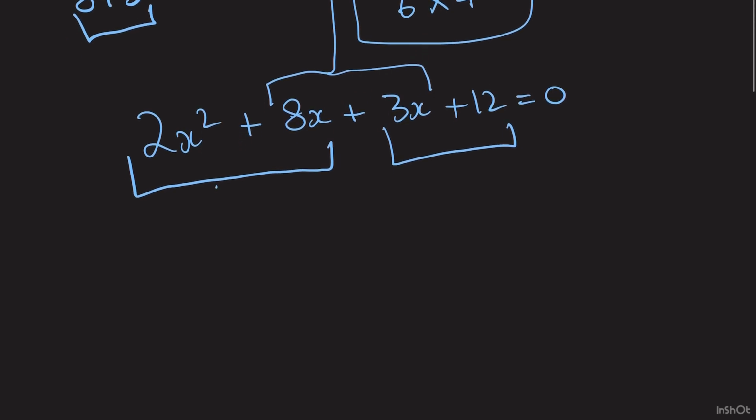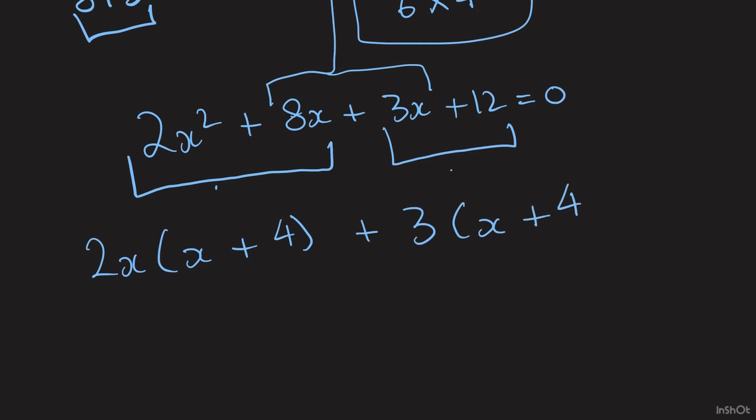Again, now with each one of these pairs, we want to factorize. So we're going to take a factor of 2x out. That will leave us with x plus 4. And the other one, we want to take a factor of 3 out. That will leave us with x plus 4. So if you do this method correctly, the two numbers within the brackets will be exactly the same, and the two numbers outside the brackets will be different.